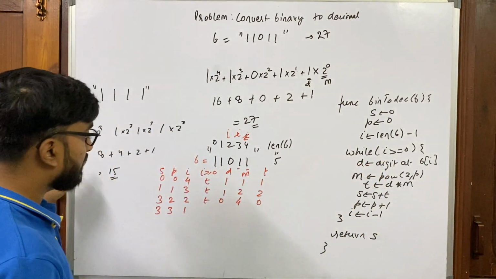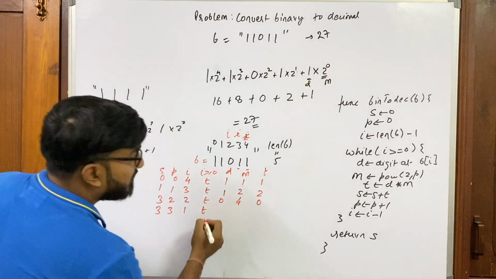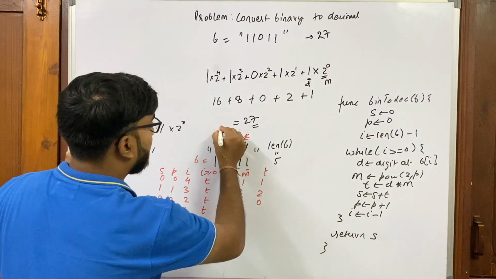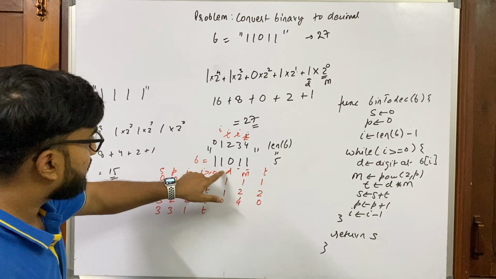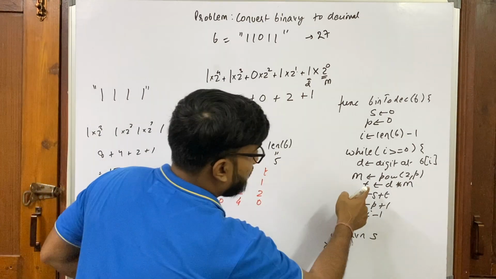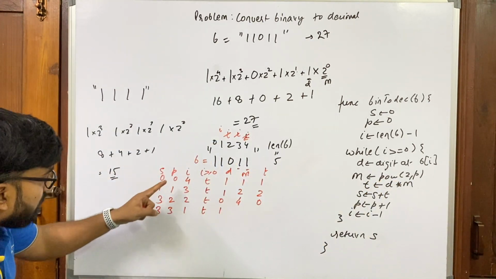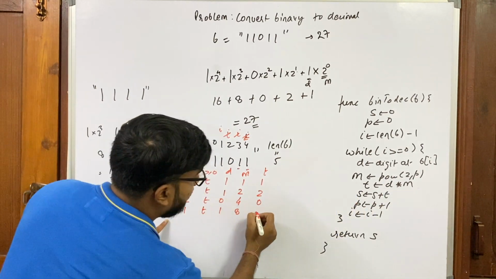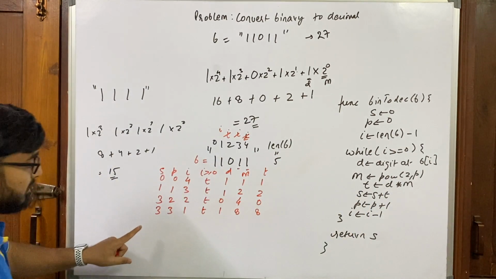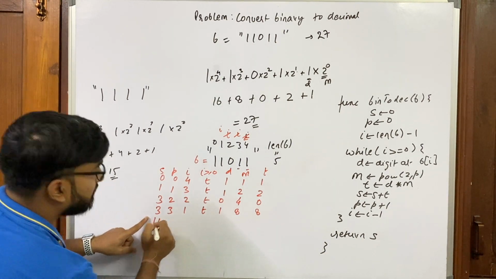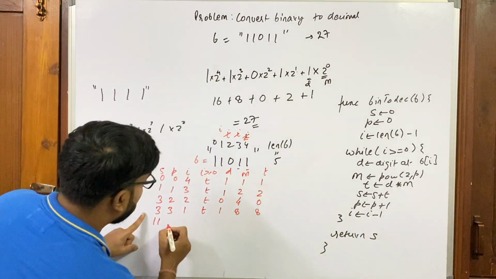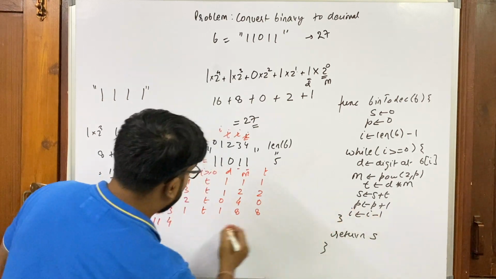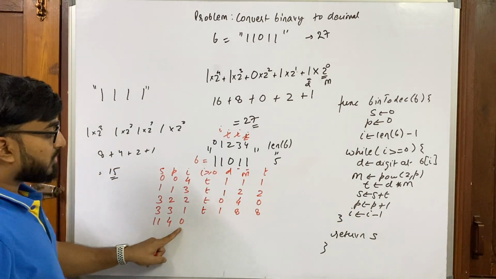I greater than equal to 0. 1 greater than equal to 0 is true. D is digit at ith index. I comes here. So the digit here is 1. You get M as 2 to the power P. 2 to the power 3 is 8. T is D into M. 1 into 8 is 8. S is S plus T. 3 plus 8 is 11. S becomes 11 now. P is P plus 1. P becomes 4. I is I minus 1. I becomes 0. We go back to check for while loop condition.